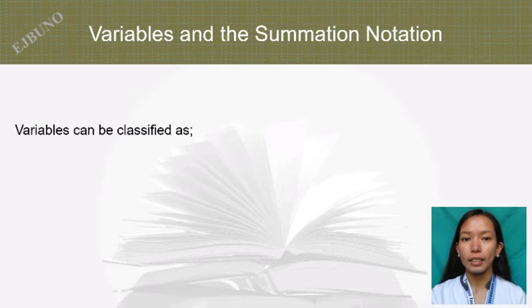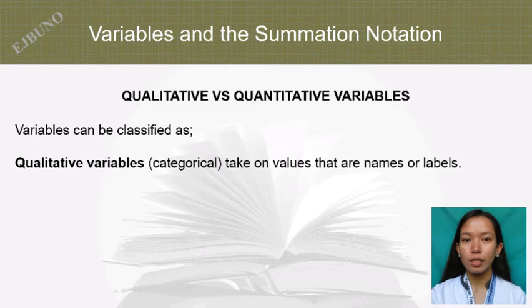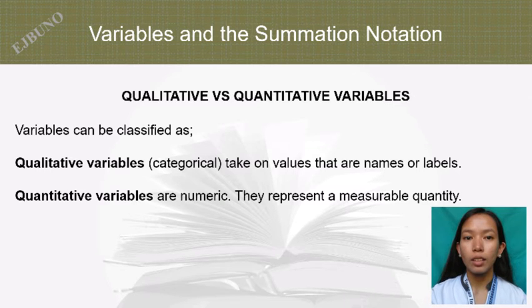Variables can be classified as qualitative and quantitative variables. Qualitative variables are categorical and take on values that are names or levels. For example, the color of a ball, like red, green, blue, or the breed of a dog, which can be collie, shepherd, terrier, would be examples of qualitative or categorical variables. While quantitative variables are numeric. They represent a measurable quantity.